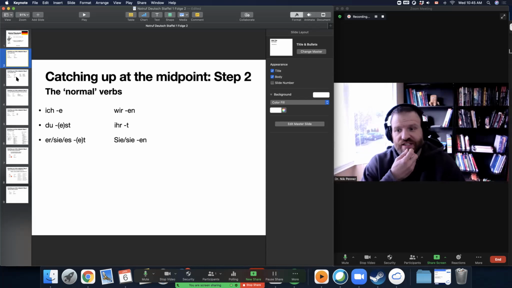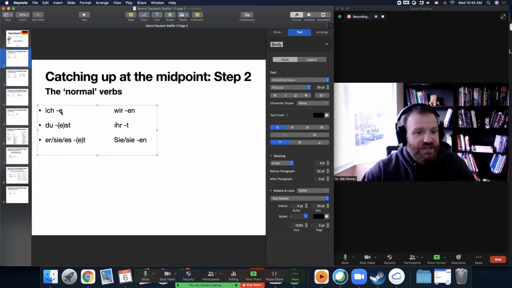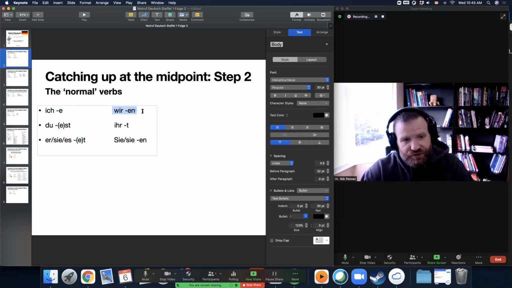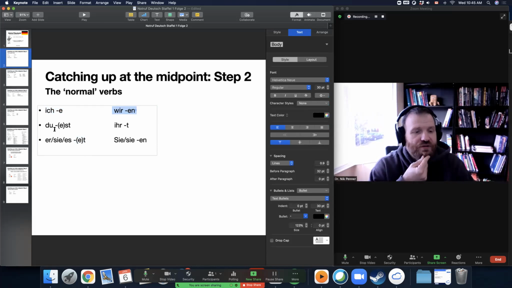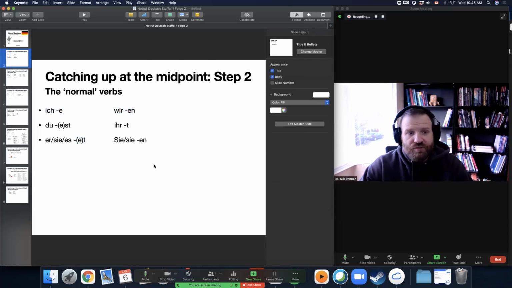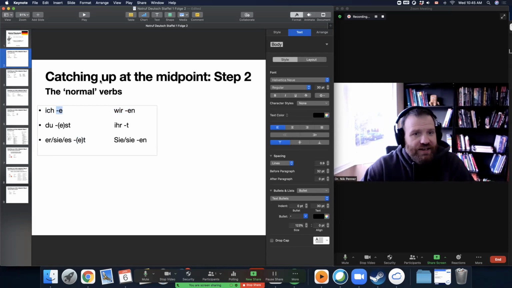So those were the special verbs because they don't add anything here and they don't add anything here, and they also change in the plural. Remember how we said ich will, but wir wollen. Ich muss, but wir müssen, and so on. Ich darf, wir dürfen. So they have separate plural and singular forms. And normal verbs are a lot easier because they don't change. They just add an ending.